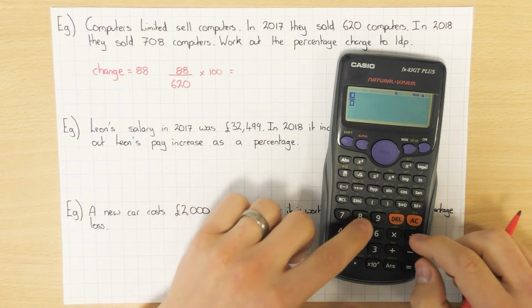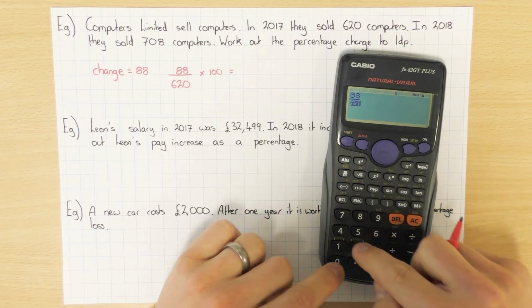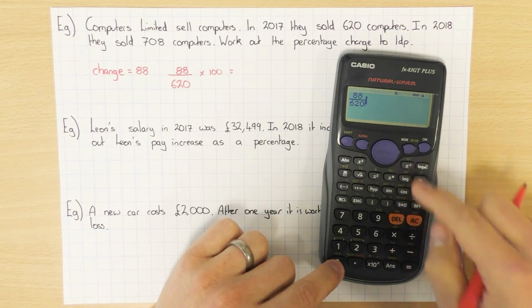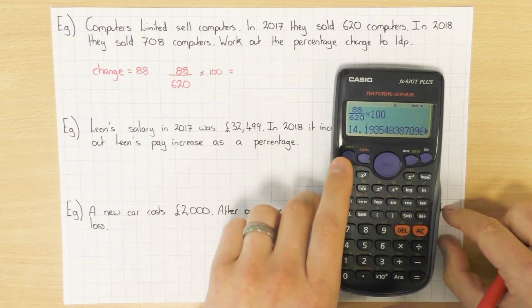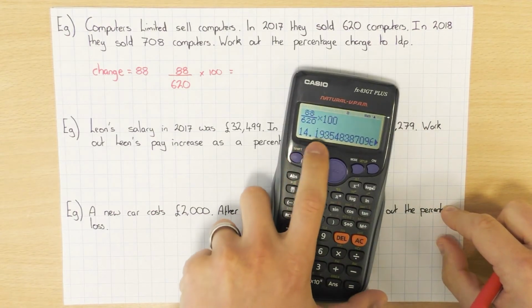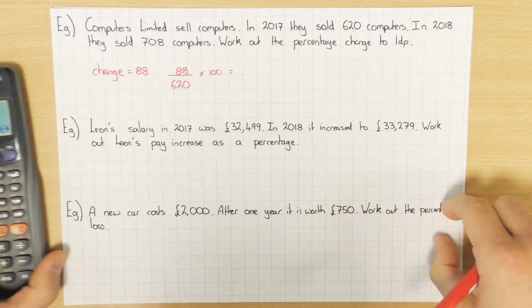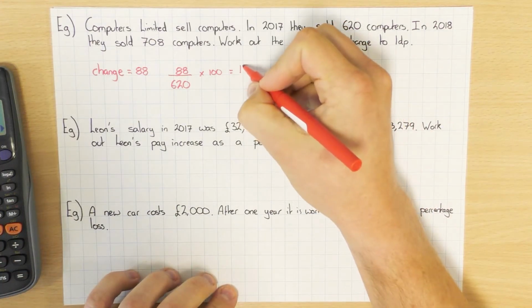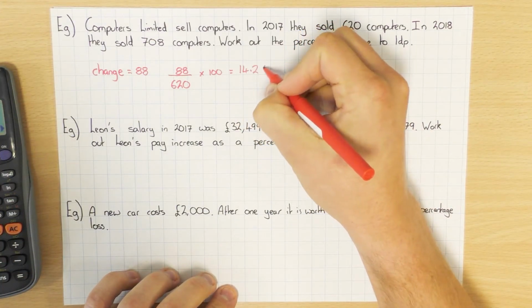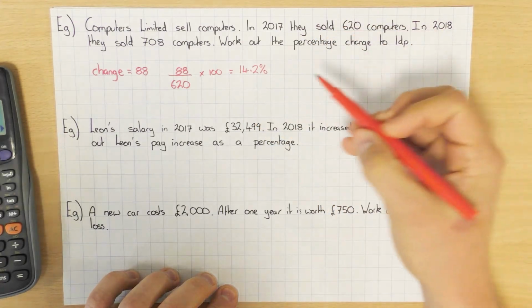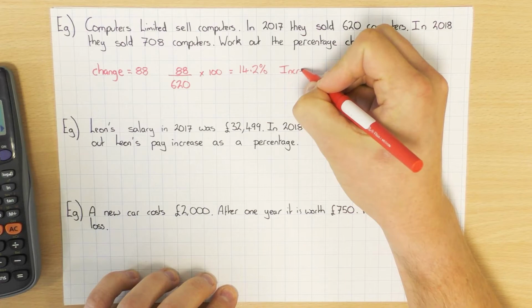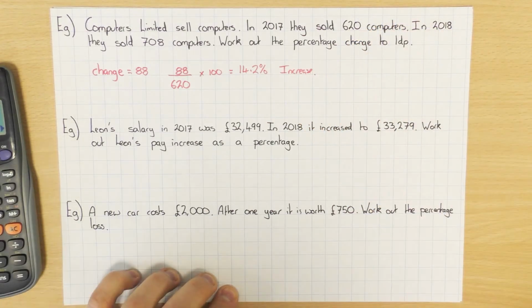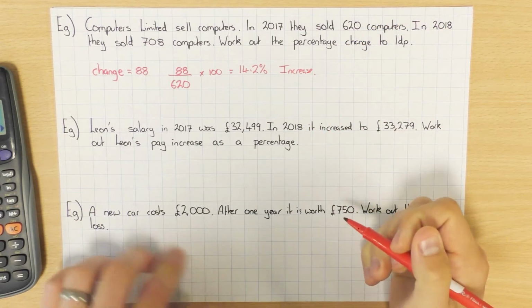So let's have a look. That's 88 over 620 times by 100. And I press equals. And again, 1 decimal place means that that 9 will round that 1 up to a 2. So that's 14.2%. And it says what is the change? And it's an increase. Simple as that, just use the formula.